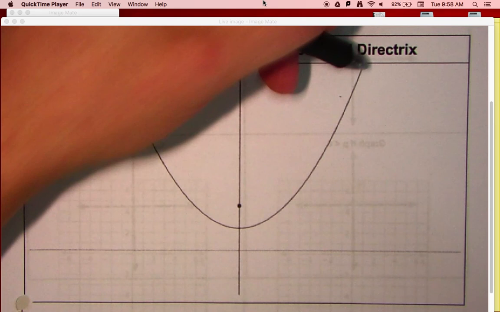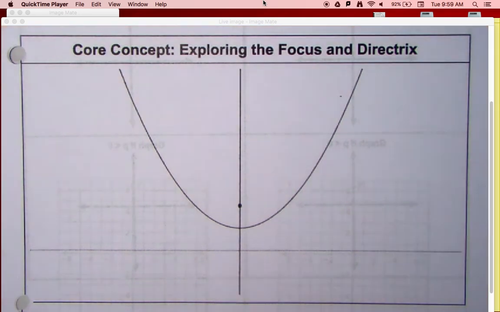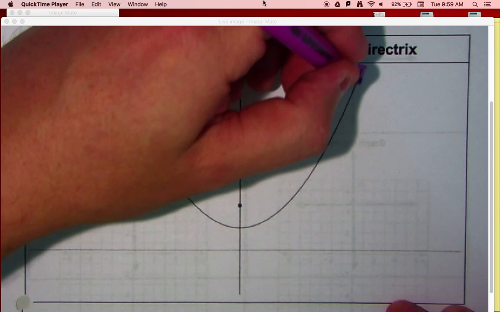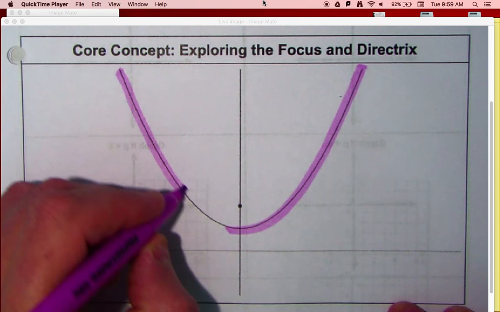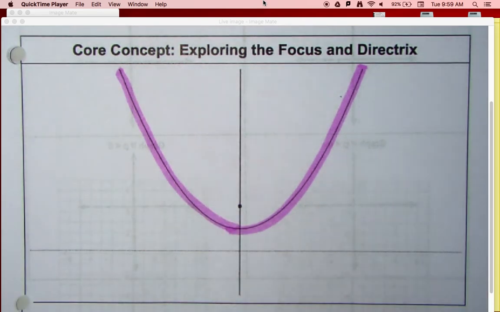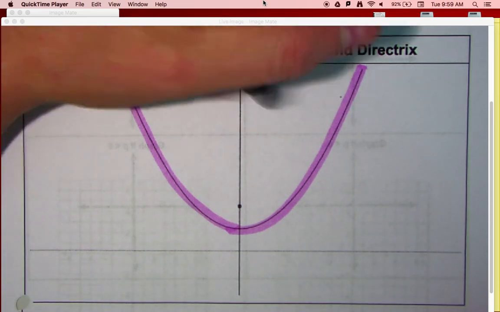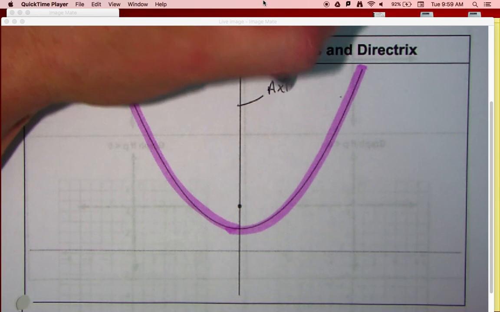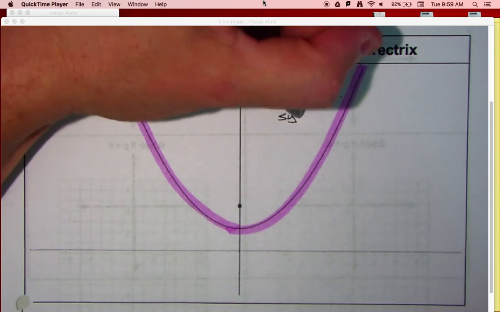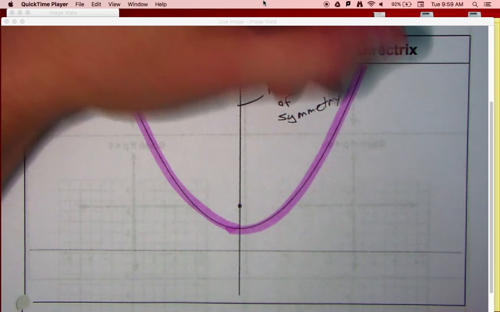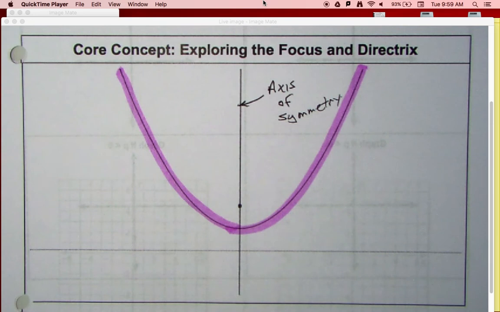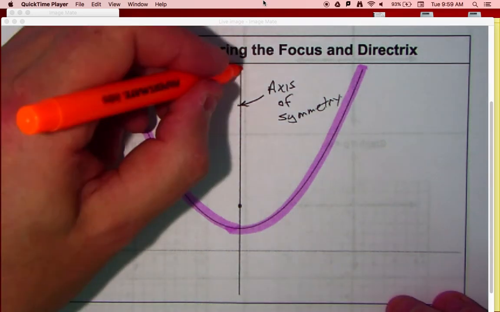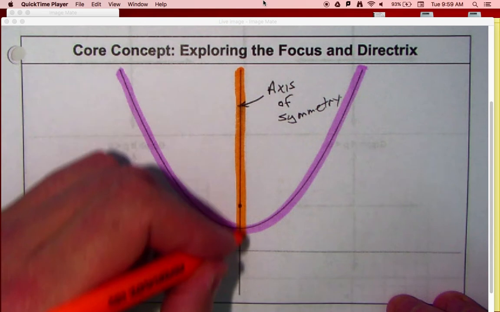So just a couple of quick definitions. If we have our parabola right here, I'm going to use some colors. You don't necessarily have to use the colors. This right here is your parabola that we're all familiar with. And if you remember from before, this line right here is our axis of symmetry, which we should all be familiar with at this point. I'm going to use another color to draw that in. So we've got our axis of symmetry right there.